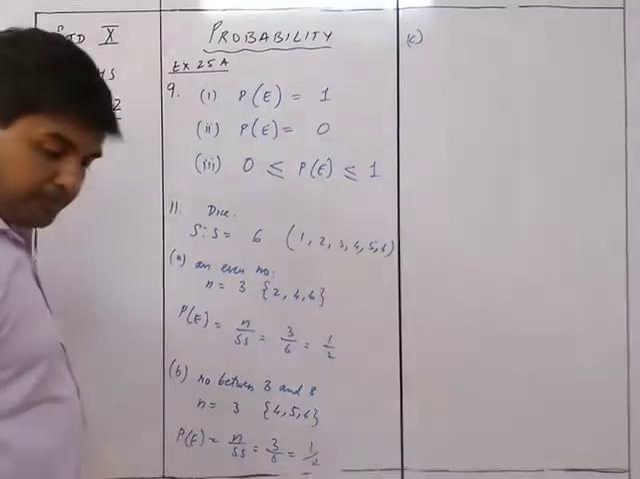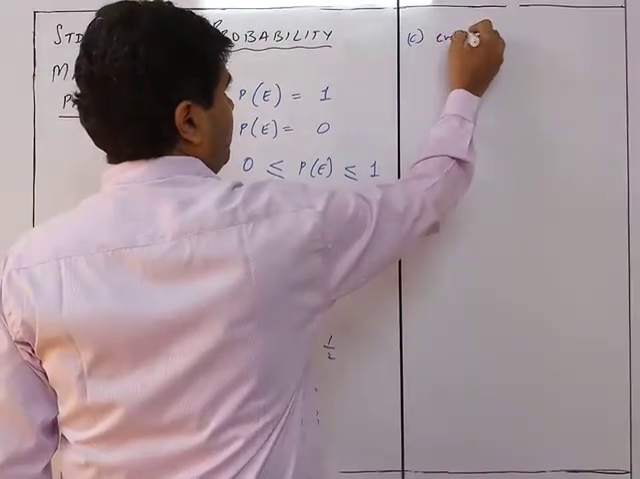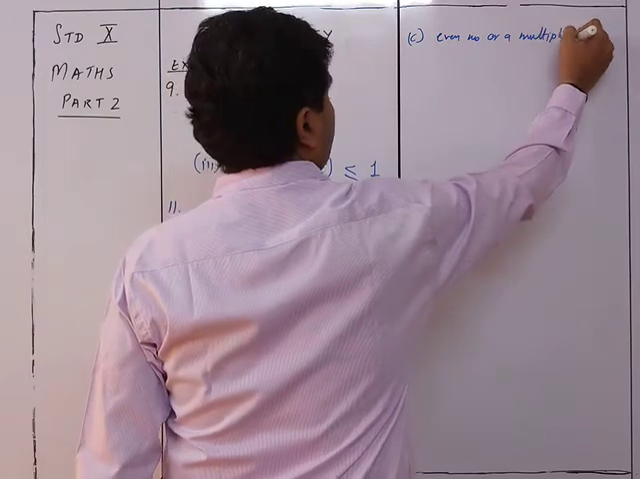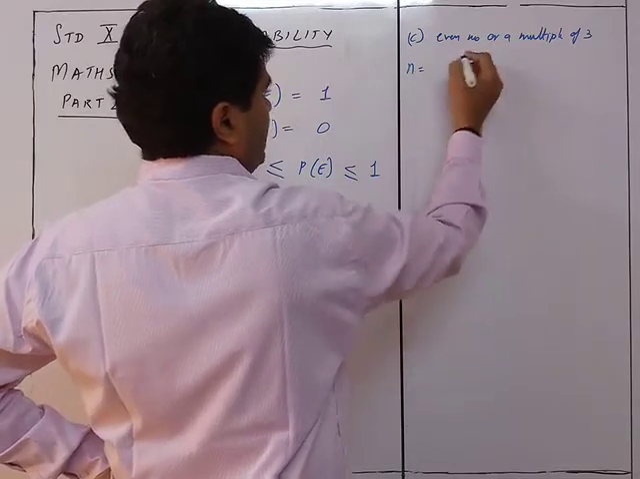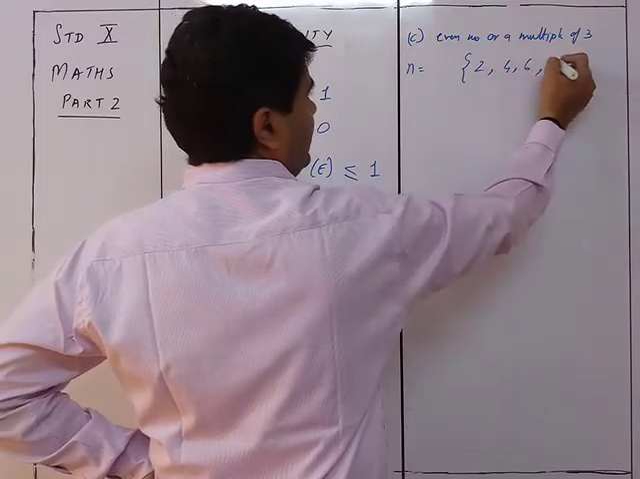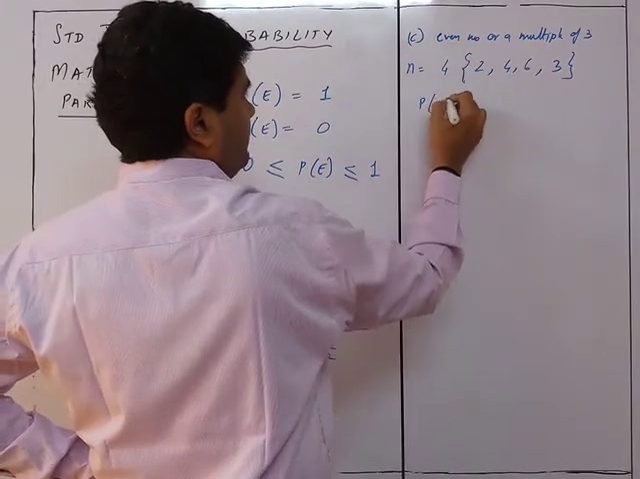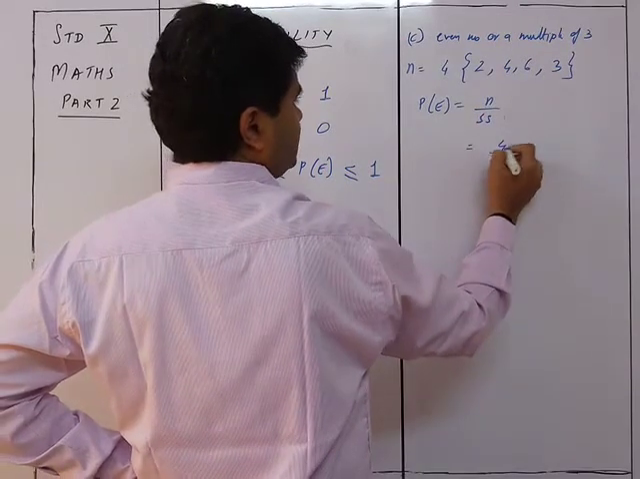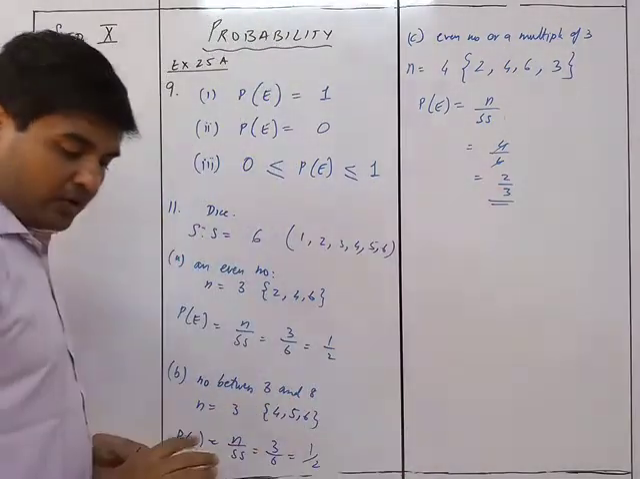We move on to the third part, that is an even number or a multiple of 3. So we get the even number. So n is equal to, we'll write the number later on. The even numbers will be 2, 4, 6. The multiples of 3 are 3 and 6. 6 is already here, so it will be 4 numbers here. So accordingly P(E) will be equal to n upon SS, that is 4 upon 6, that's 2 upon 3. So that's the answer for the third part of sum number 11.